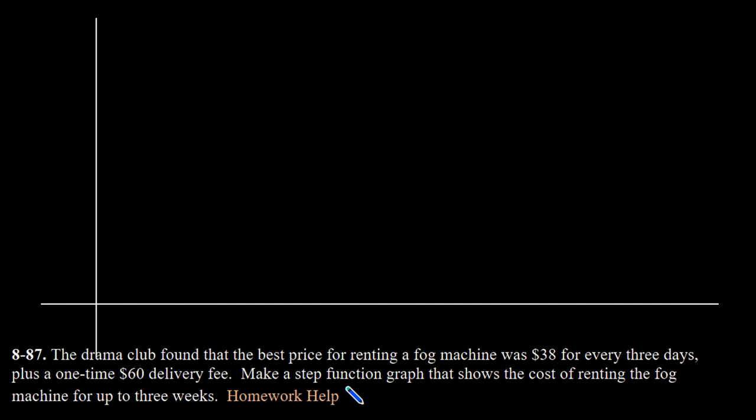So just broadly, I'm going to say this is $0 down here, and then these are going to be the number of dollars for rental, and this is going to be days. My x value will be days. And what does it say? It says for every 3 days. So every 3 days the price jumps up. So here's 3 days, and then here's 6 days, and then here's 9, and then here's 12, and here's 15 days.